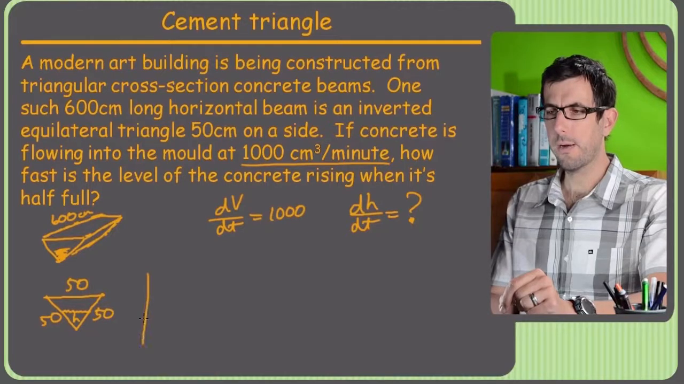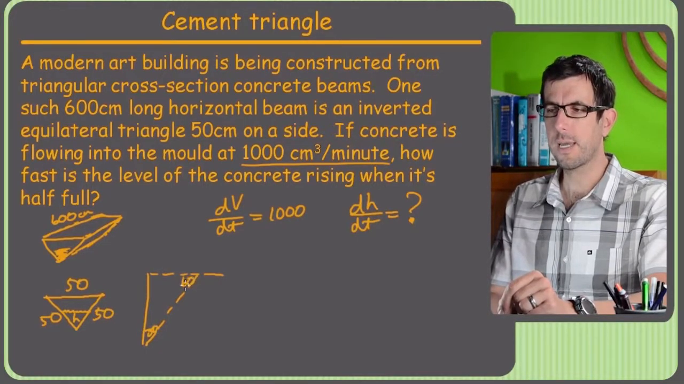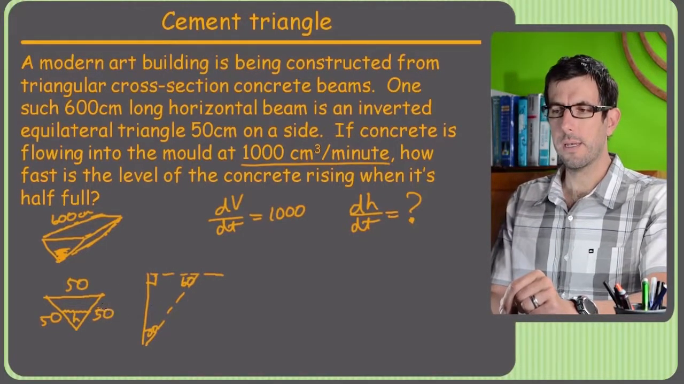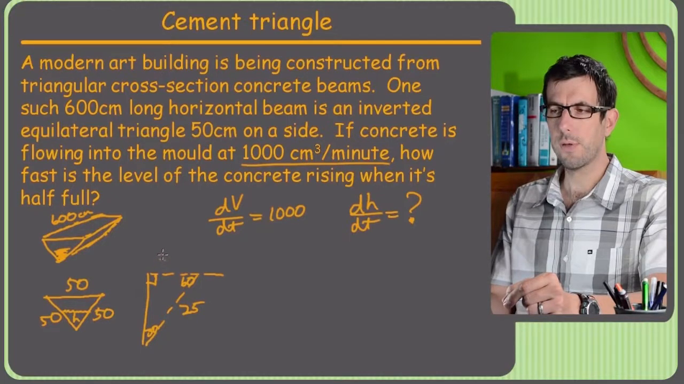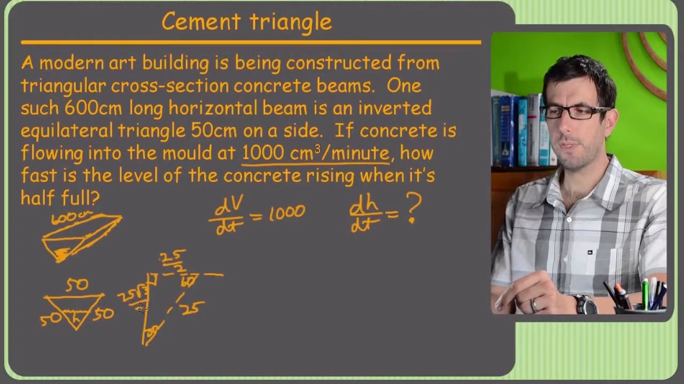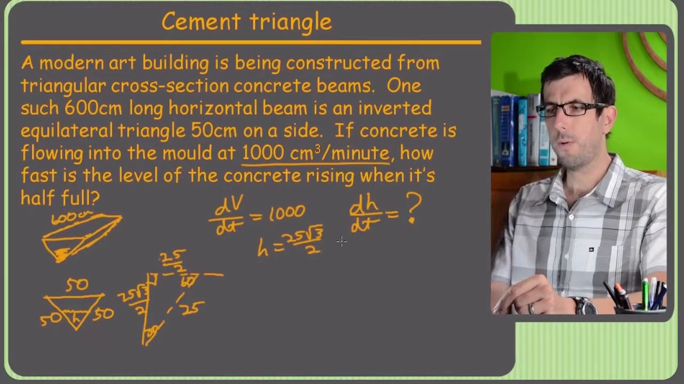So if we zoom in a little bit here and just do our usual thing where we split an equilateral triangle, it has 60-degree angles in it, which is great because that means that half of it would be 30, 60, 90. So if this thing is half full, that means that if we're halfway up the side, that would be 25 right here. We'll be halfway up the 50 centimeter side. And if we do a 30, 60, 90 deal, 25 divided by 2 to get here, so we get 25 halves for that side, and then 25 root 3 over 2 for that side. So at the time that h equals 25 root 3 over 2.